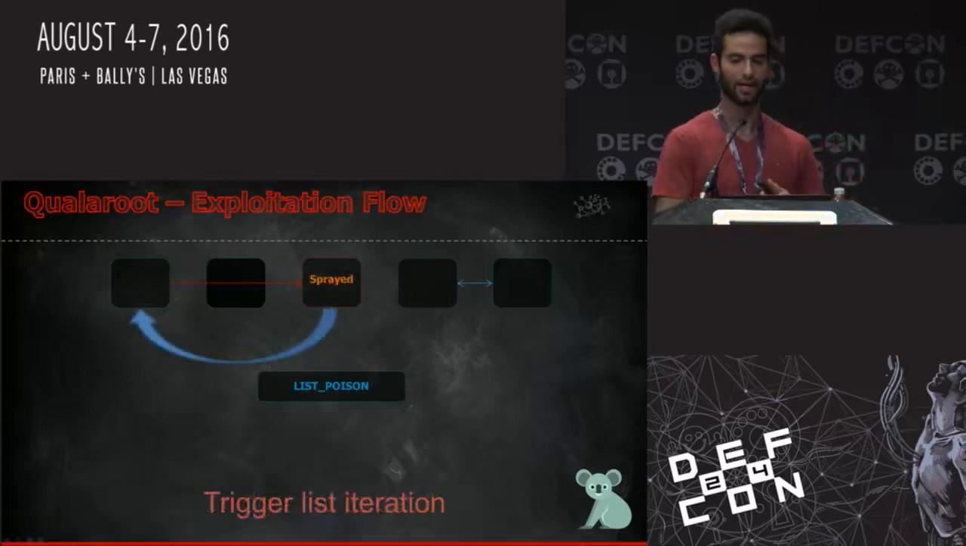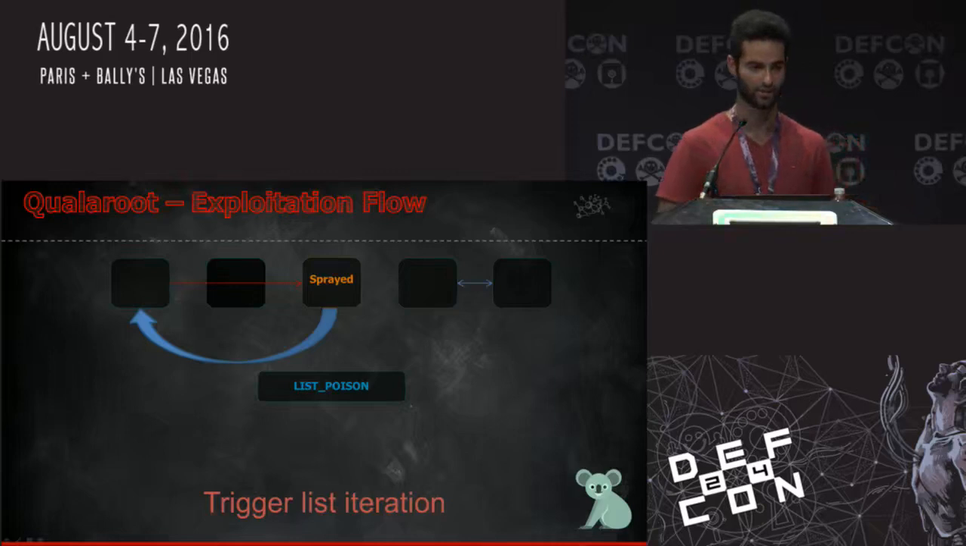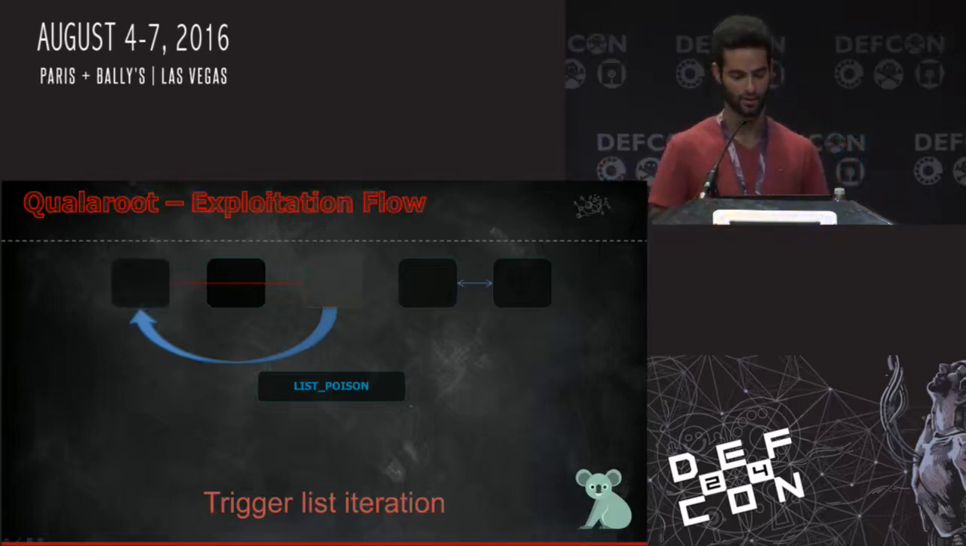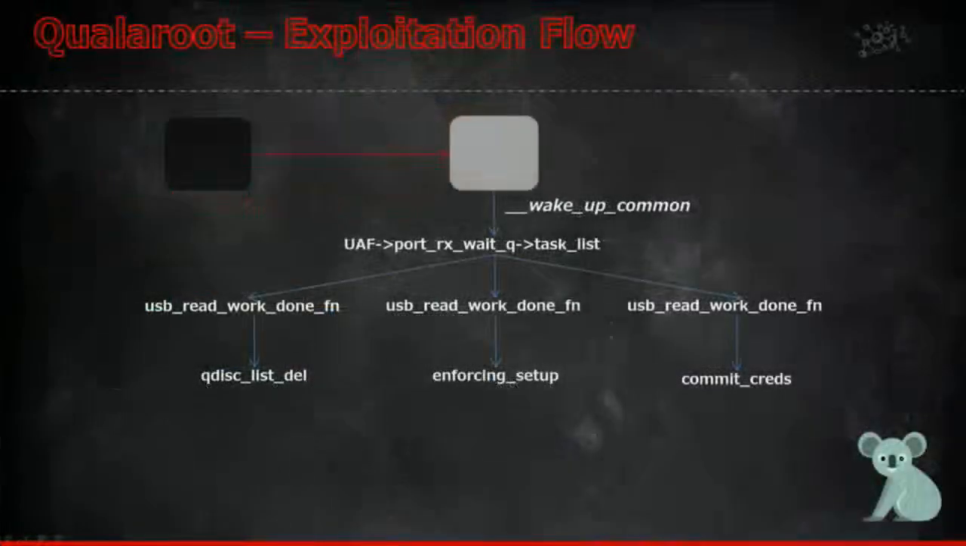And now we control this object. The next thing we want to do is get the system to use this object, so trigger an iteration on the list. We just close or create any socket on this endpoint. Our object is being used. And then we go to the function call chain. We go to wake_up_common, which uses our fake task list, and then we can call kernel functions conveniently.